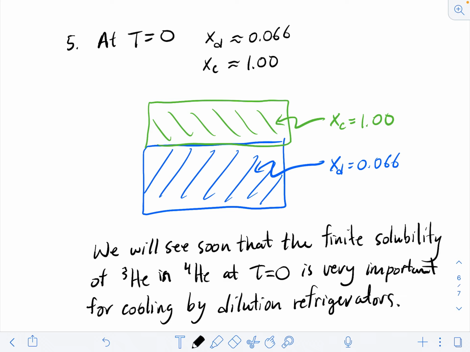So this quantum effect, which more strongly binds helium-3 atoms in liquid helium-4 at T equals 0, is going to be critical. The finite solubility means that we have this 6.6% even at the lowest possible temperatures.